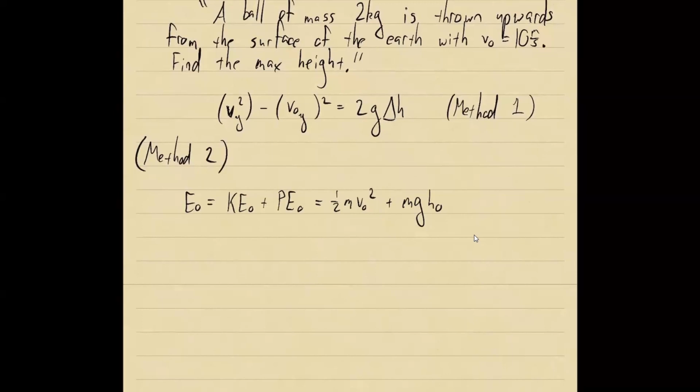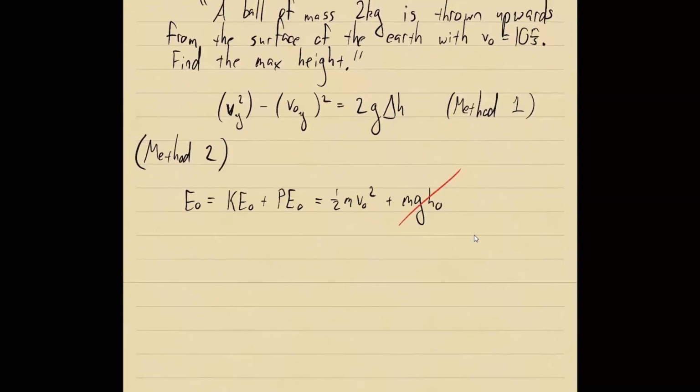But it's being thrown from the surface of the Earth, so its initial height is 0. So this term is gone. And so the initial energy is entirely kinetic energy. So this is going to be 1/2 times the mass of the ball times the initial velocity of the ball squared. Just like that. So this is going to be 100 joules.